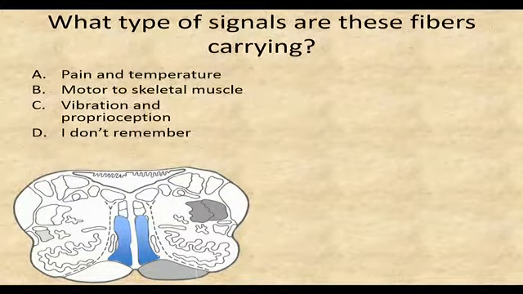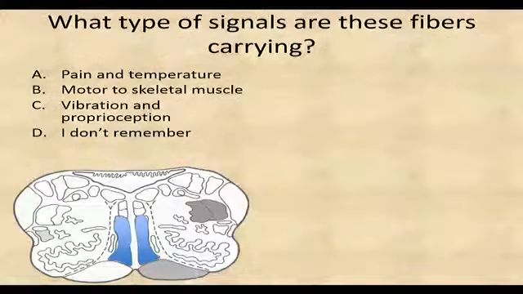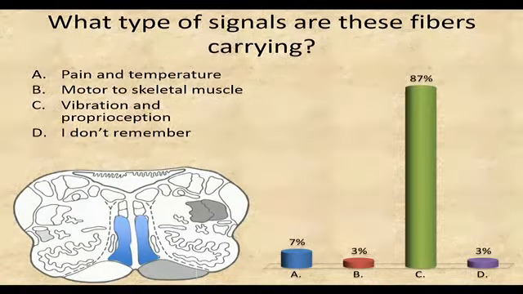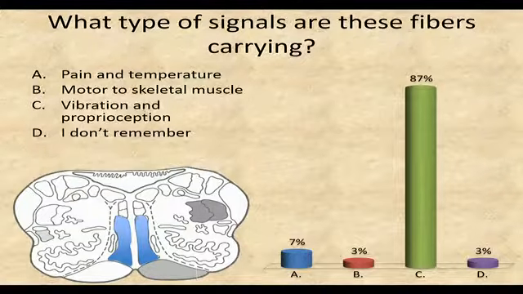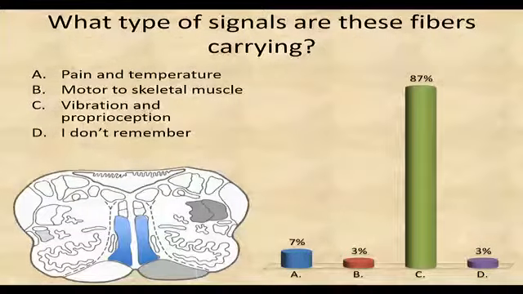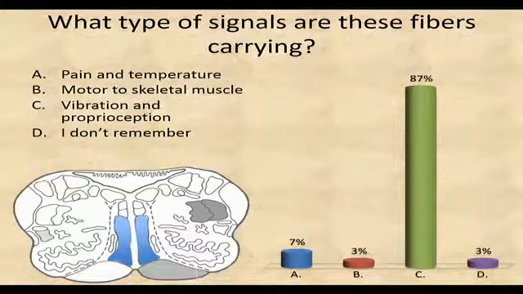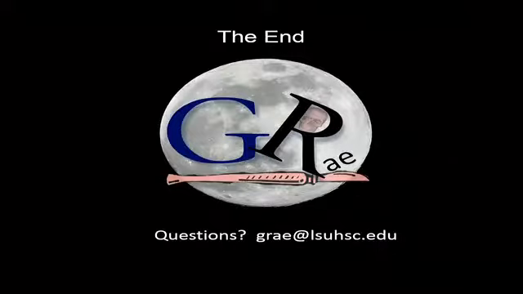5. The last 20 of you, make a guess. 4, 3, 2, 1. All right, 87% vibration and proprioception. Because what's carrying pain and temperature? The anterolateral system. What's taking motor to skeletal muscle or the spinal cord? The corticospinal tracts. Don't forget it. Don't forget it. Thank you very much.